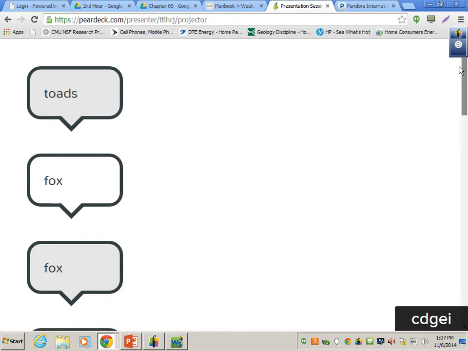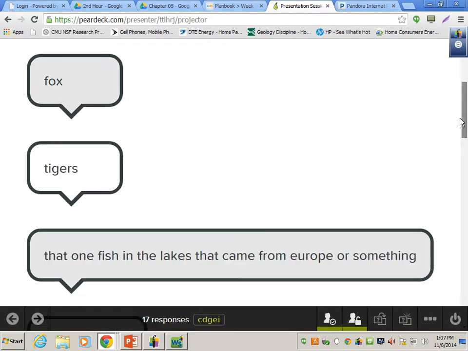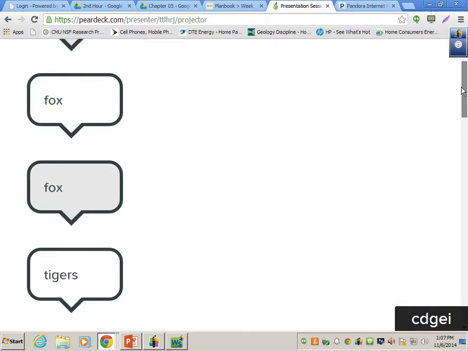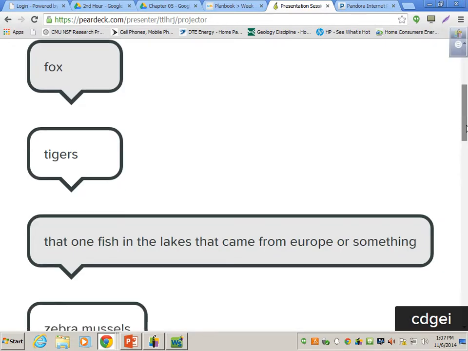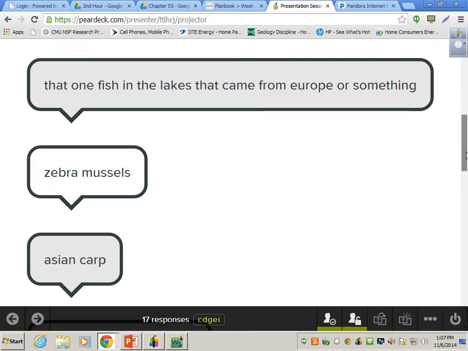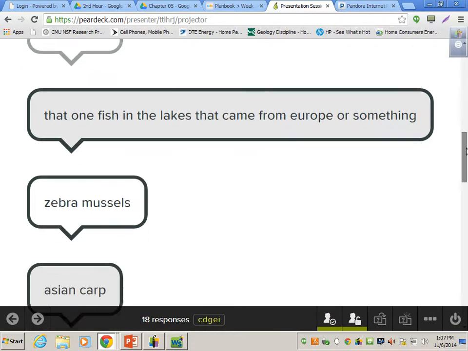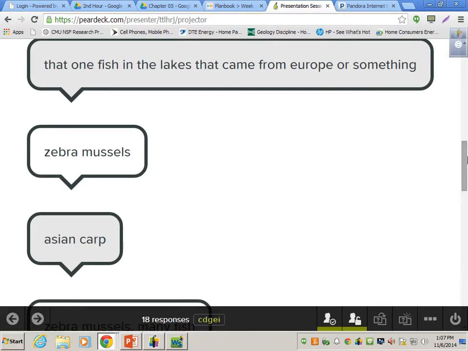Toads? Are there invasive toads in Michigan? Good Lord, I didn't know. Oh, come on, you guys. Really? Invasive toads, foxes, and tigers? How about Asian carp, gobies, emerald ash borer? You never heard of any of those? Zebra mussels are good. There we go.